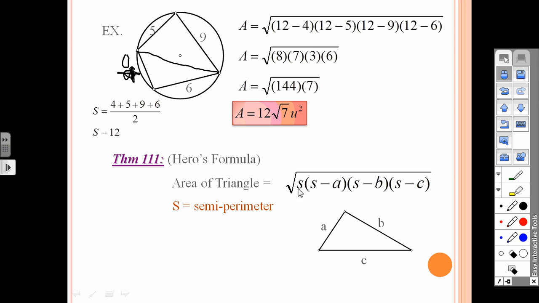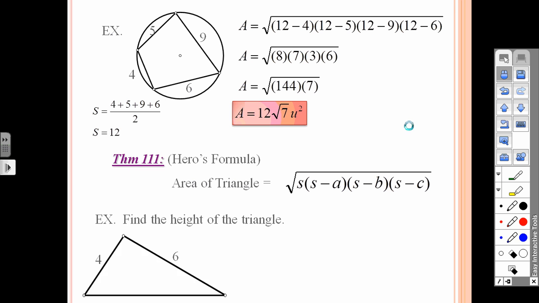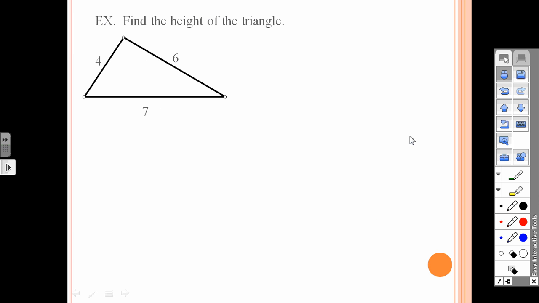So you can see this right here. Here's the S minus 0, and then S minus A, S minus B, and S minus C. Okay, so let's see how that would look as an example. I'm actually going to make it kind of difficult for you, because here, embedded in the problem, it's actually asking you to find the height of the triangle. So we're going to use Hero's formula to figure out the area. And then once we have the area, we can set that equal to 1/2 base times height and then solve for h, because we know the base is 7. Okay, so let's do it.